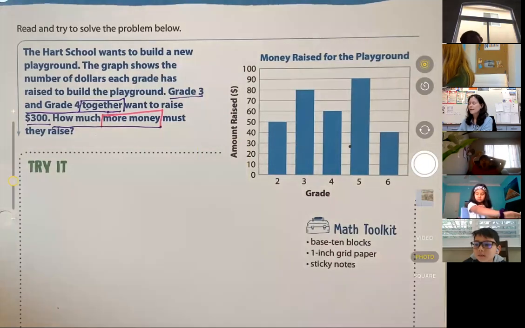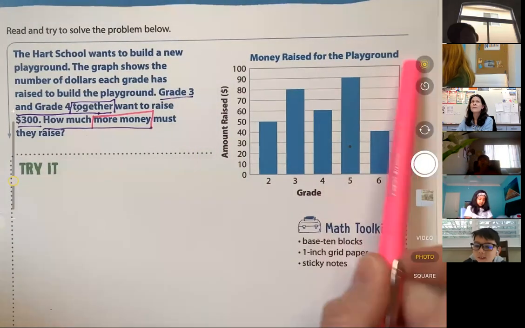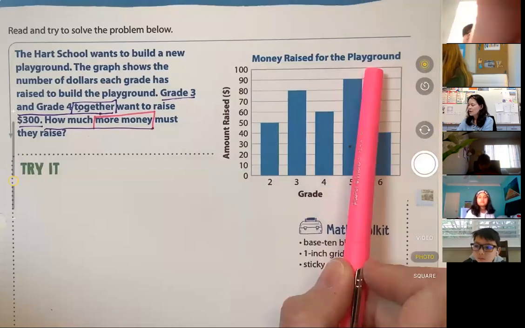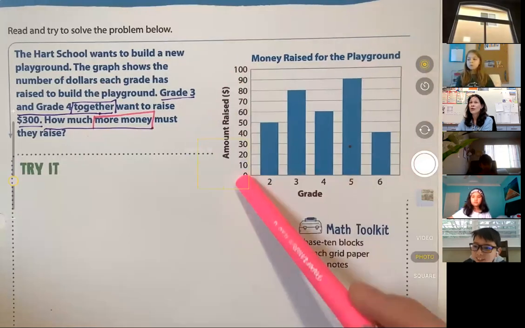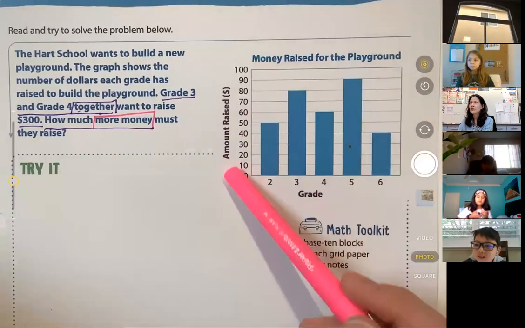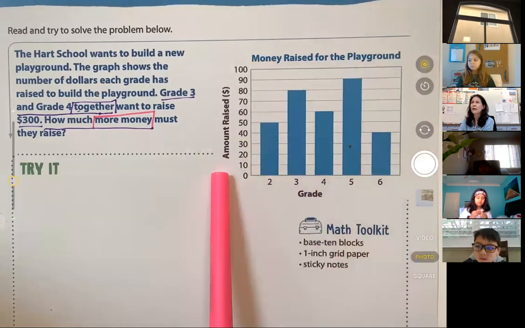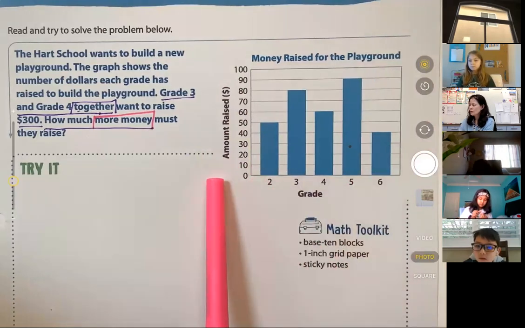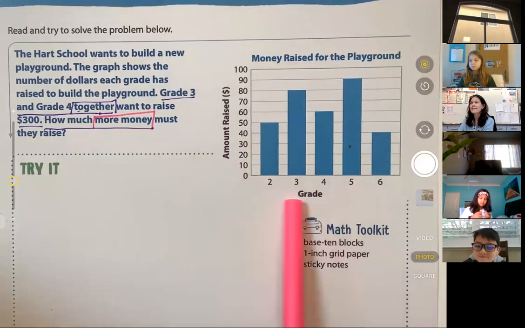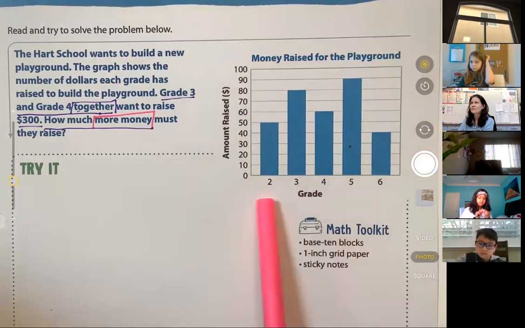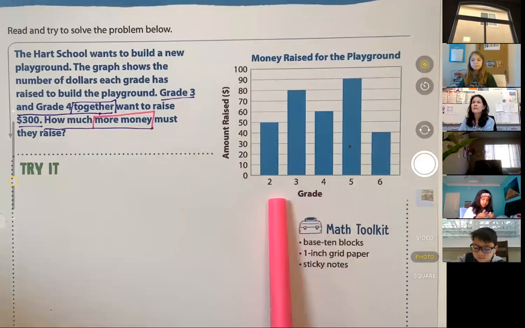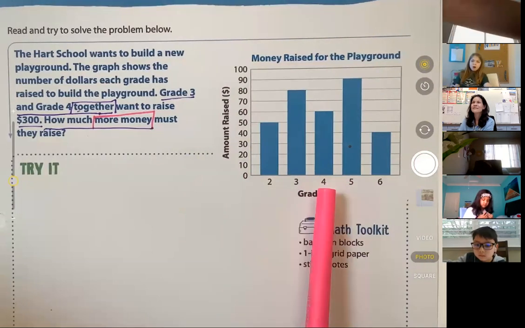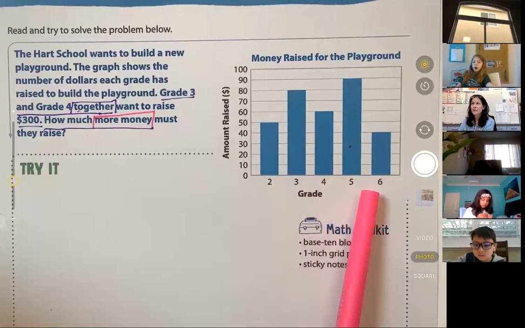So, this is the money that's being raised for the playground. All right? You're going to see on this what we call vertical axis, you're going to see that these numbers represent dollars. You're going to see here on this x-axis down here, it's the horizontal, left to right. This is what's been raised by grade. So this is second grade, third grade, fourth grade, fifth grade, sixth grade, right?